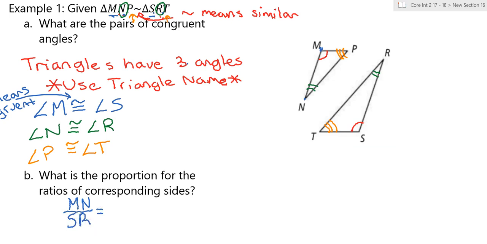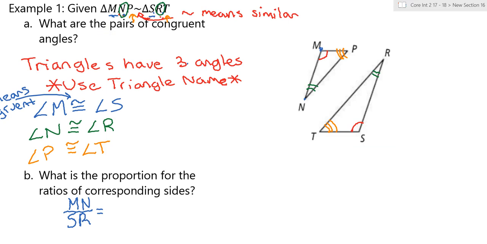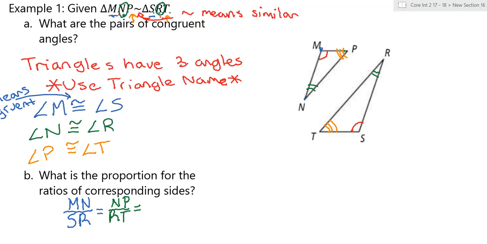Okay. Whatever that fraction is going to equal my next set of letters. So from N to P, and then my other triangle, that's this side, will have R to T. And my last set, because again, a triangle has 3 sides, I've only done 2. I have to go from the last all the way back to the first. So from P to M, and then this one, T to S.